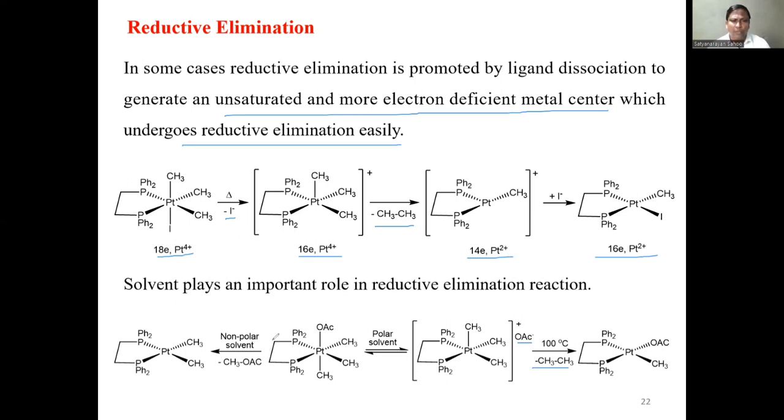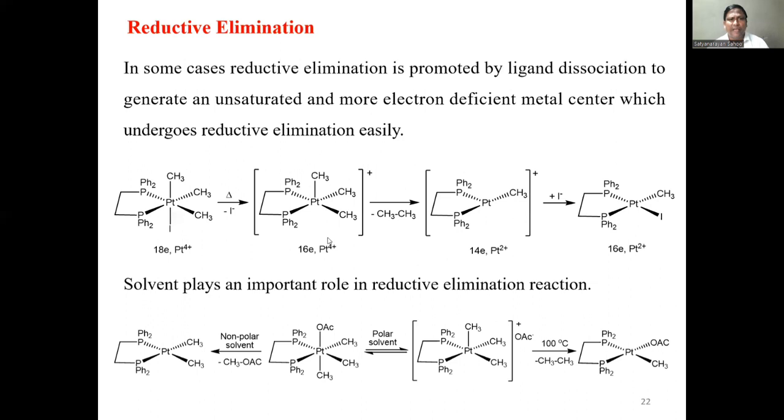But in non-polar solvent, let us say one cation, that is a methyl group, and the anion, that is acetate, so methyl acetate is eliminated. So we still have these two methyl groups on the platinum center. So as you can see, the solvent plays a major role in the reductive elimination process.